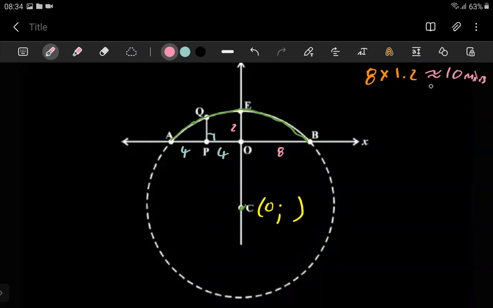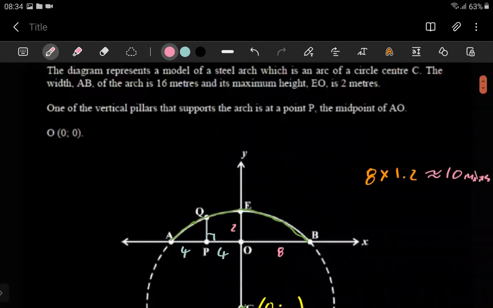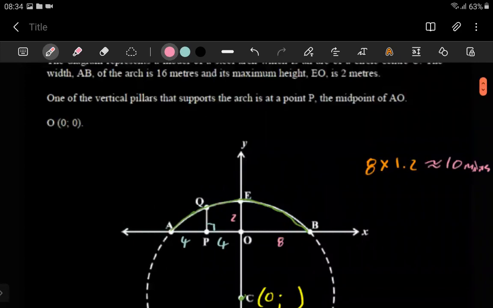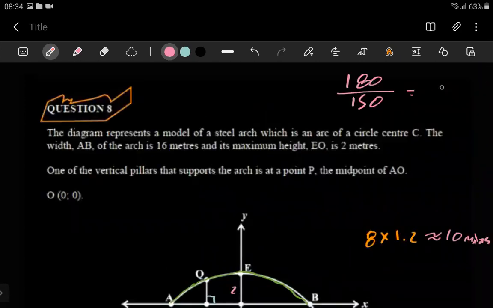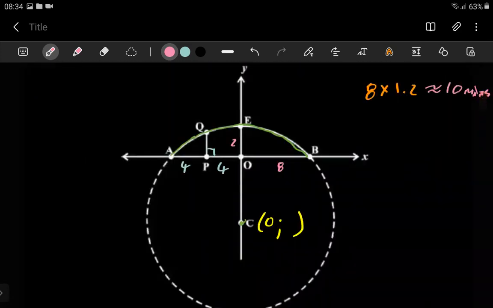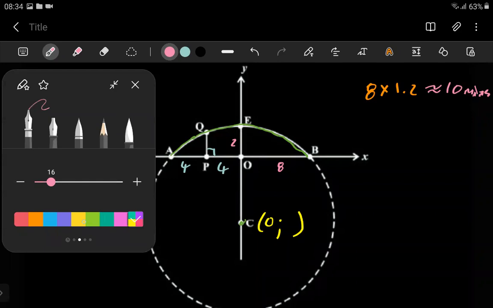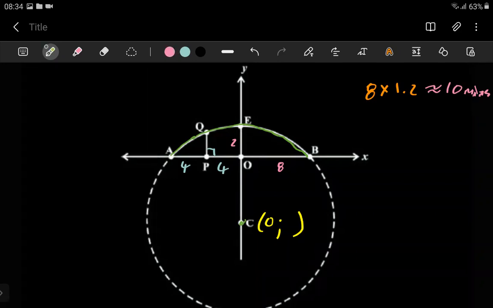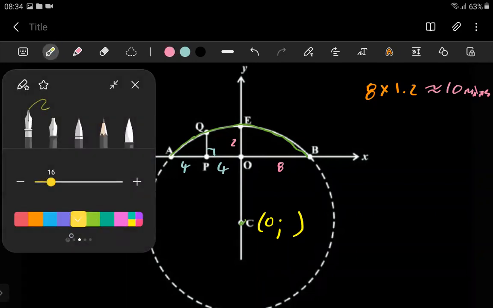This 1.2 comes from the fact that a full paper is usually out of 150, right? However, you have 180 minutes since it's 3 hours. So this is to say every single mark, you can allocate 1.2 minutes to it. So for an 8-mark question, 8 times 1.2 is approximately 10 minutes, because it's like 9.6. So you have plenty of time to work this out. You just don't need to panic. You don't need to think that the answer is going to jump into your head.